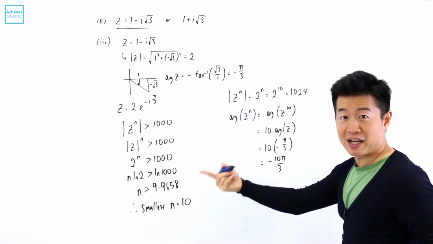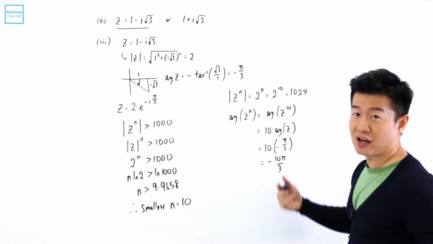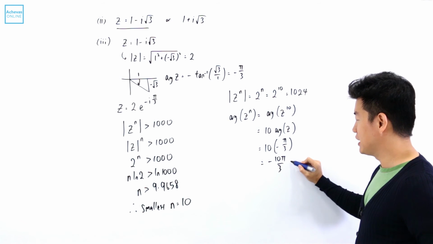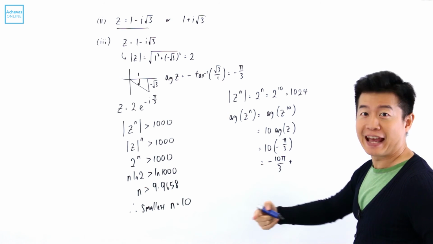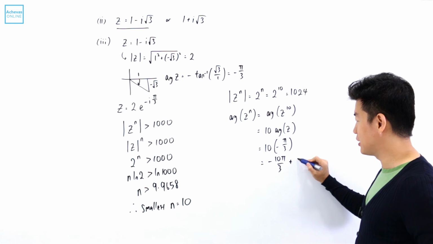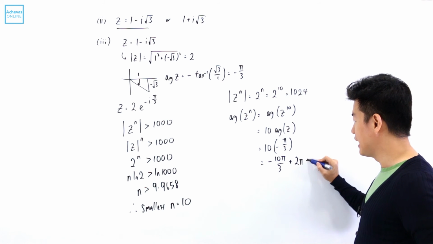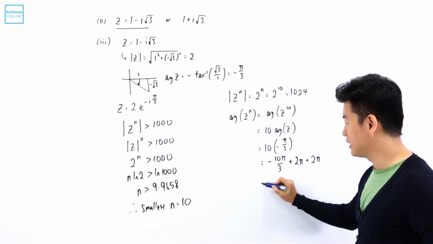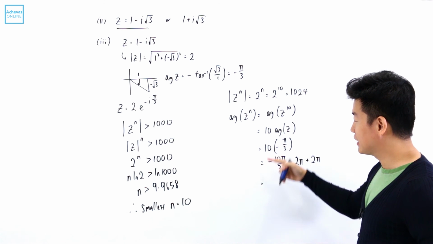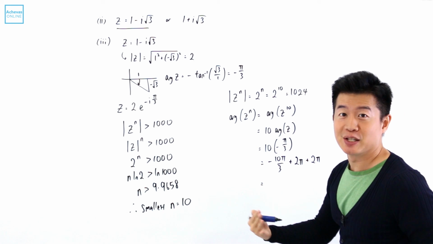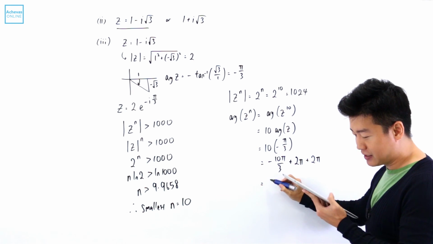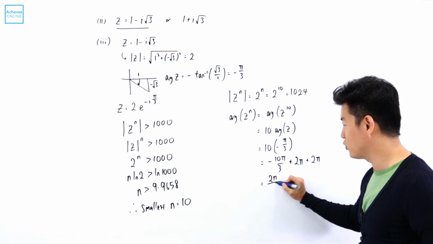It exceeds the minus pi to pi range of a typical argument of a complex number. So I'm going to add 2 pi, and I can still add one more 2 pi, and this will bring the argument back to a range that is between minus pi and pi, and that will be 2 pi over 3.